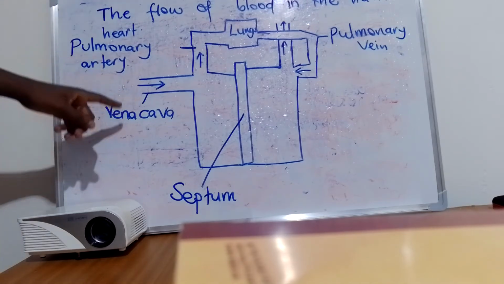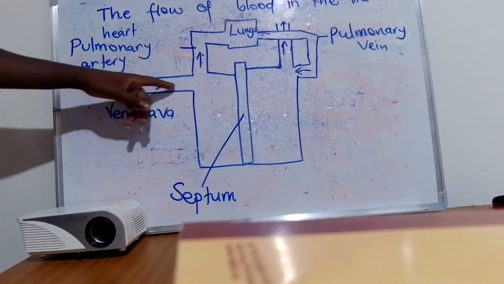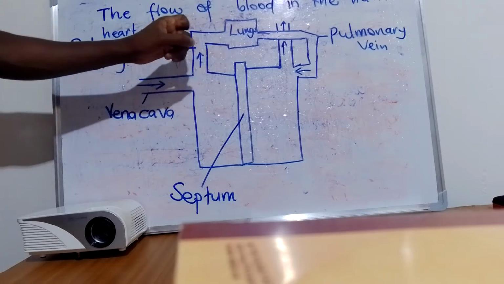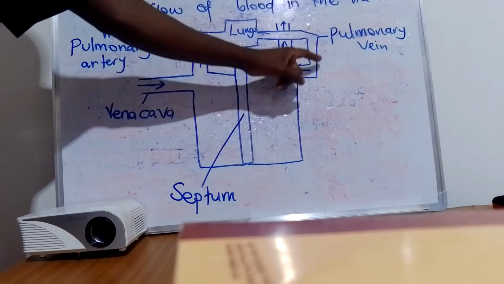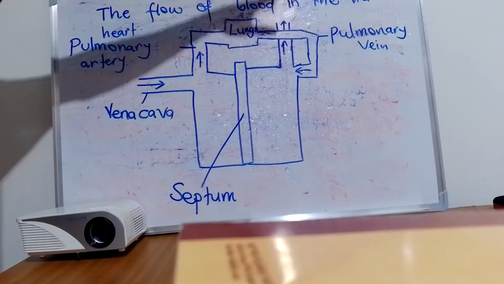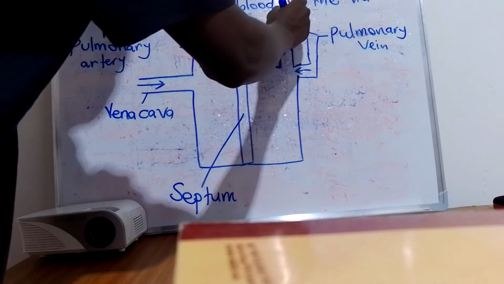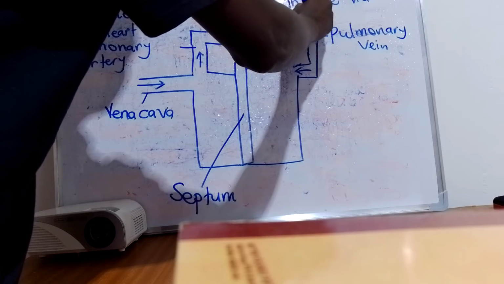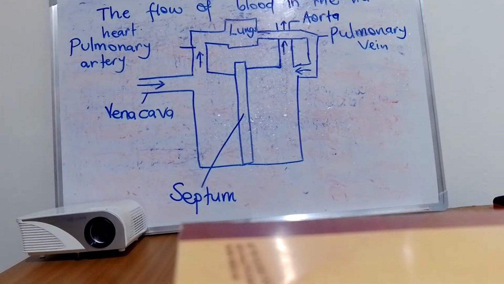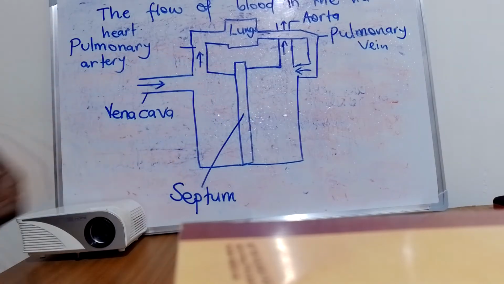Here we come. Blood from other body organs except lungs enters the heart, and immediately it goes to lungs, and from lungs it comes back to the heart. Reaching the heart, it goes out to all other body parts through what we call aorta. Aorta. Good.